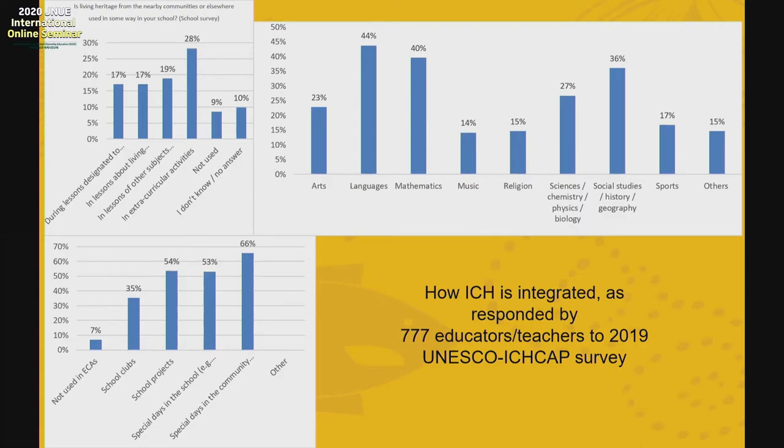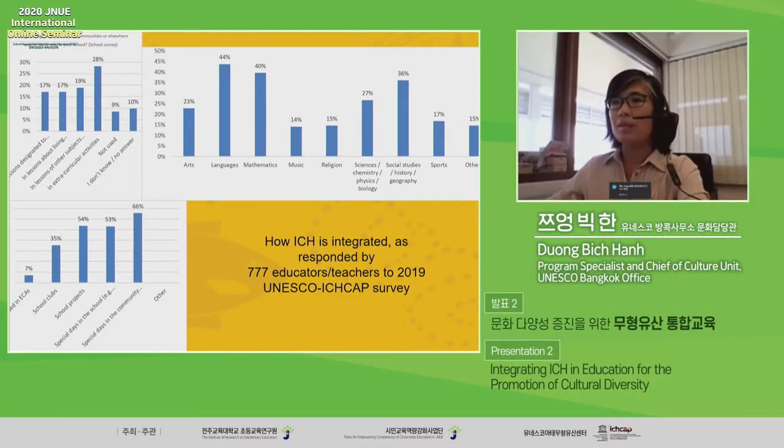And when you look at the graph on the right, you will see many subjects that ICH is being taught in: arts, languages, mathematics, music, religion, sciences, social studies, sports. So some of the subjects you don't often even consider that you could teach ICH. And in terms of extracurricular activities, you could have it in school clubs, school projects, specialized in schools, specialized in the community. So there are many different ways that you can bring ICH into school, to improve the learning outcomes, as well as to contribute to safeguarding intangible cultural heritage.